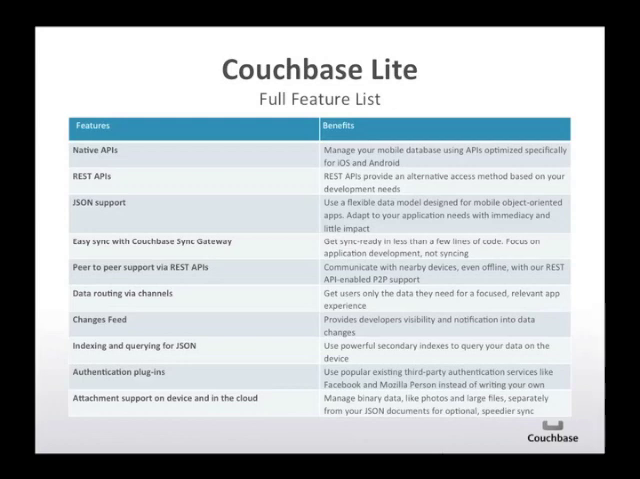And this is a full feature list of exactly what Couchbase Lite has to offer. We've just highlighted a few: native APIs, REST APIs, JSON support, indexing, querying, and we also have things like appropriate data routing via channels, a changes feed to provide developers visibility on data changes, and peer-to-peer support via REST APIs, just to name a few.